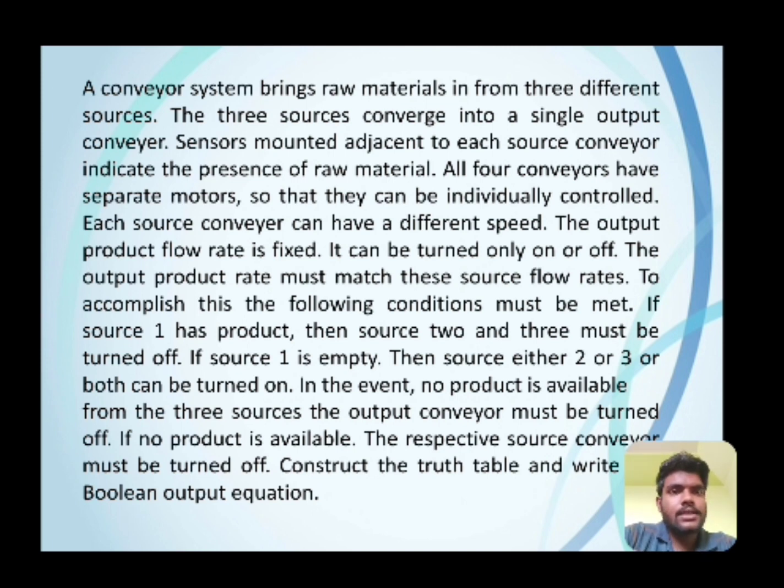If source 1 has a product, meaning it is a 1, then sources 2 and 3 must be turned off, meaning 0, 0. If source 1 is empty, meaning 0, then source 2 or 3 or both can be turned on, meaning 1, 1. In the event no product is available from these sources, the output conveyor must be turned off. If no product is available, the respective source conveyor must be turned off.